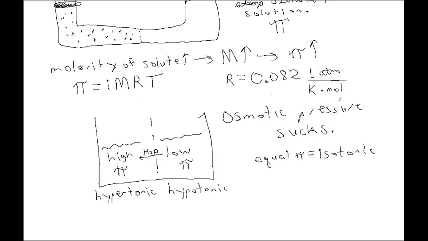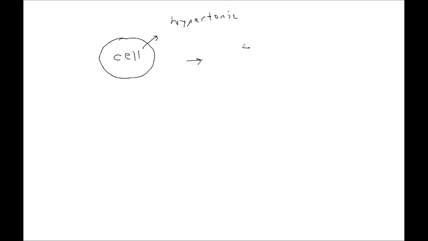Okay, so does water flow towards hypertonic areas or hypotonic? Water flows to hypertonic areas. Think about a body cell. If you take a body cell and you put it in an extracellular fluid that's hypertonic to it, which way will the water flow? Outside the cell. That's right. So what's going to happen to the size of the cell? It's going to decrease. Right. It'll shrivel up like this. And that can kill the cell. So you can kill a cell by putting it in a hypertonic solution because it shrivels up. All the water leaves it.